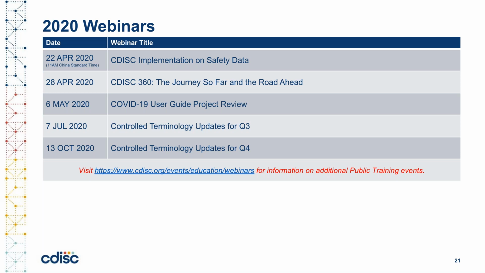And then we also have our quarterly controlled terminology updates for Q3 and Q4 already scheduled. And then you can check out the CDISC website, where we've got a handful more webinars in the works. We were holding off on scheduling a couple because so many of our staff people are so involved in the COVID-19 project. But we anticipate having several more come on to the schedule sometime soon, so you can just check the CDISC website for that.